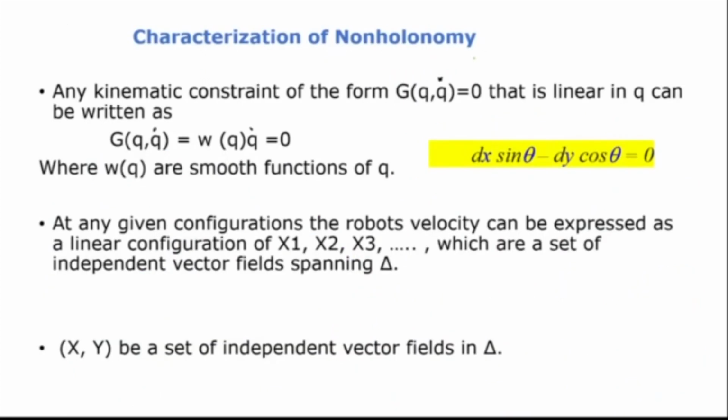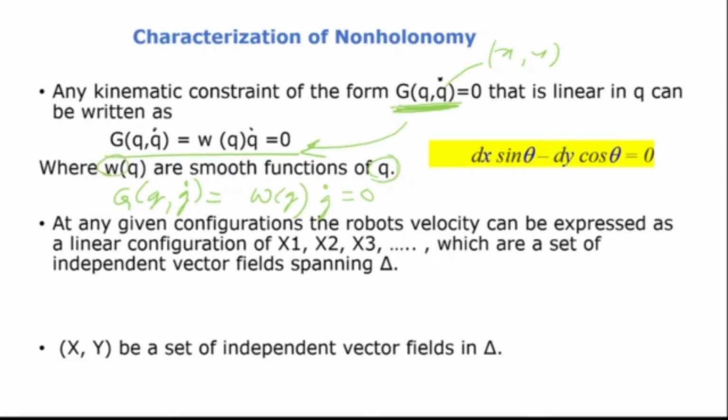Now any kinematic constraint that is linear in Q dot can be written like this. So G of Q into Q dot can be written in the form W of Q into Q dot, where Q is basically x, y, these are coordinates, is equal to 0. That means a kinematic constraint of this form can be written in this form, where W is a smooth function of Q. Let's take the example here. We are looking at this where the kinematic constraint, which is this one, is written in the form W of Q into Q dot is equal to 0.